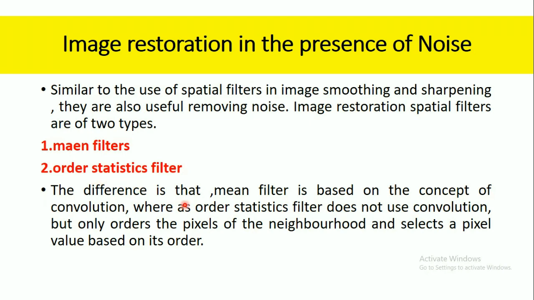The difference between these two filters is that the mean filter is based on the concept of convolution, whereas the order statistics filter does not use convolution but only orders the pixels of the neighborhood and selects a pixel value based on its order, that is, based on its rank. In the next slides we will discuss the mean filters and order statistics filters clearly.